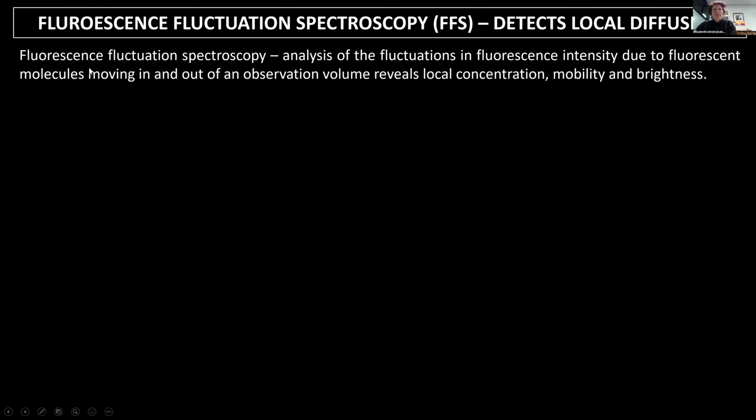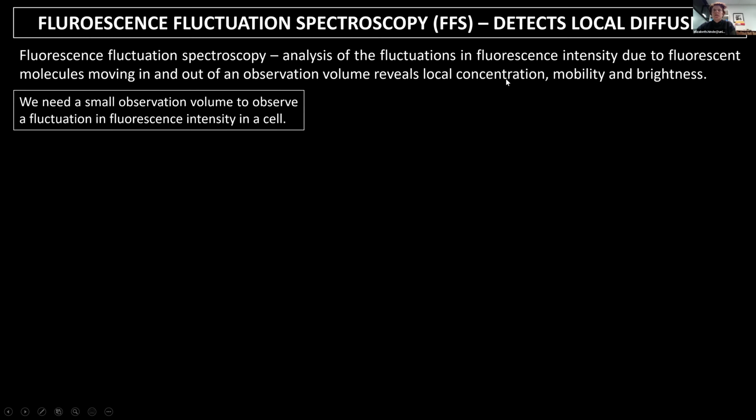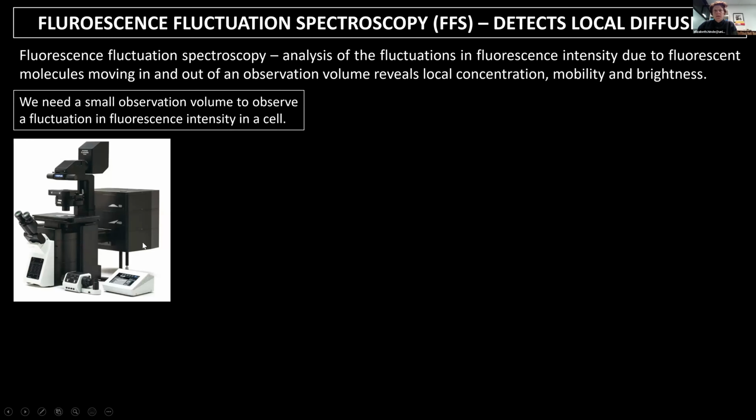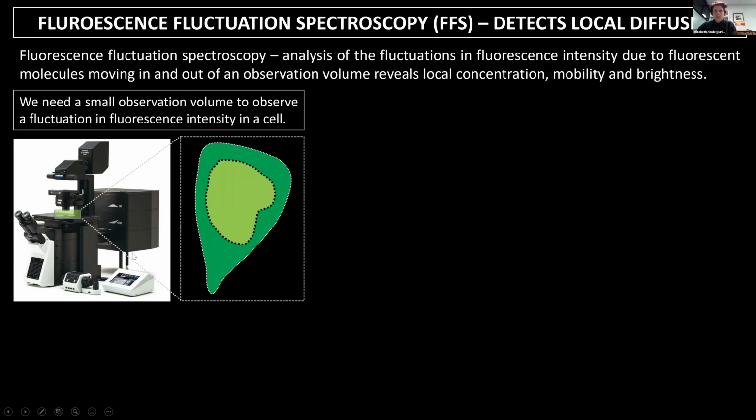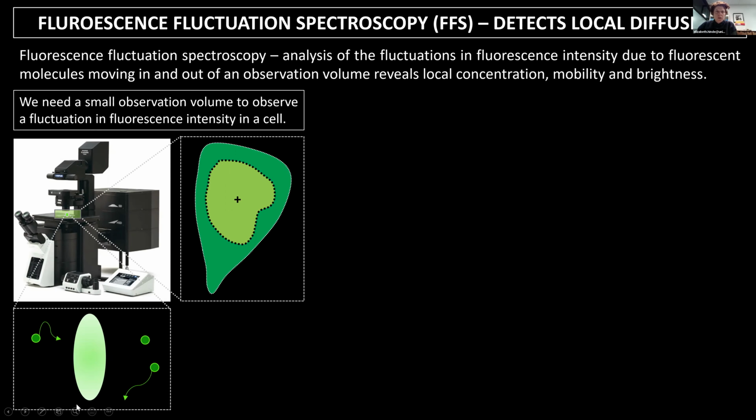So I've mentioned fluorescence fluctuation spectroscopy, but I thought I'd give a brief outline for people who are not familiar with it. It's essentially the analysis of fluctuations in fluorescence intensity due to fluorescent molecules moving in and out of a small observation volume, which in the context of a confocal microscope is the point spread function of the laser focused at the objective. So you can see here that if you have a confocal volume and a molecule diffusing throughout this small observation volume, that's about a femtoliter.